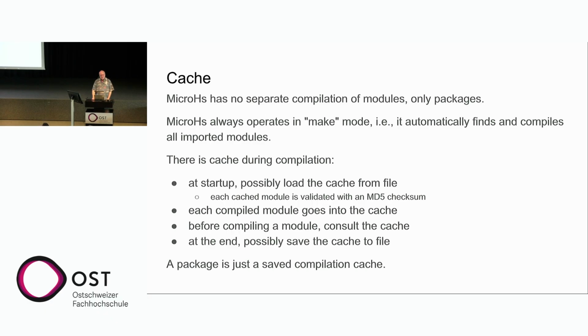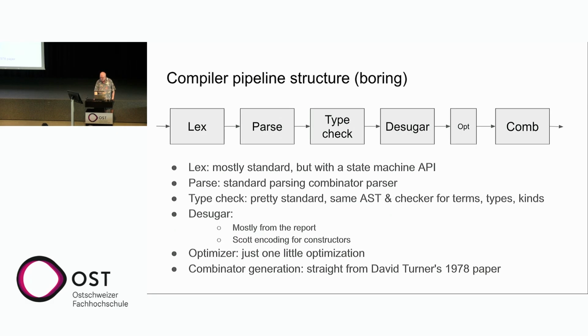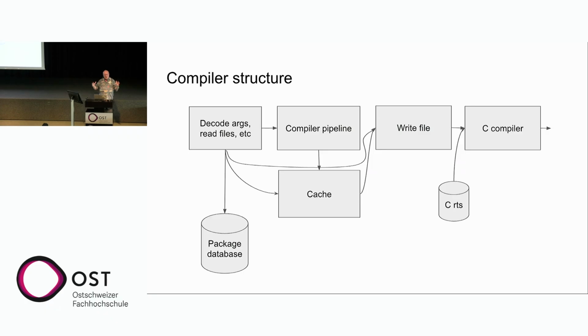Yes, so there's no separate compilation in MicroHs. Well, not of individual modules. You can compile a package. And what do you do when you compile a package? You compile all the modules that are in the package, and now you have a cache that contains all the stuff for that.